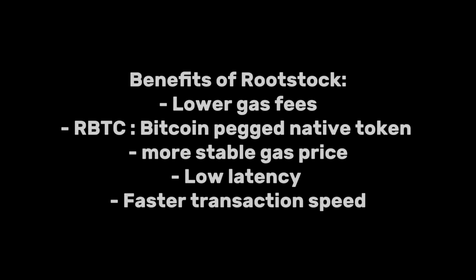Compared to Ethereum, Rootstock offers some benefits to developers building on it. Some are low gas fees. This means you spend relatively little to execute transactions on Rootstock. RBTC, the native token of the Rootstock chain, is pegged to Bitcoin. This means there is less fluctuation in gas price. Also, there's low latency, which means transactions on Rootstock are very fast. It has faster transaction speed. That is why you should explore and build on the Rootstock chain.